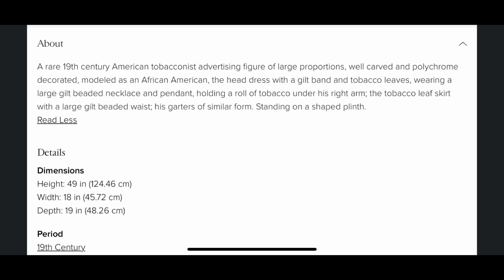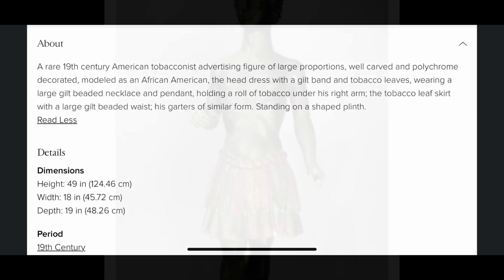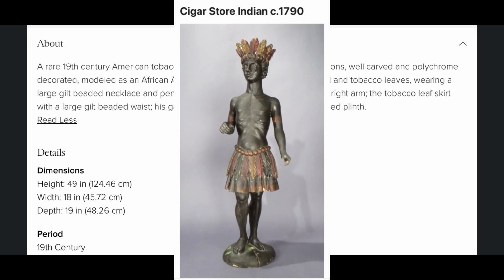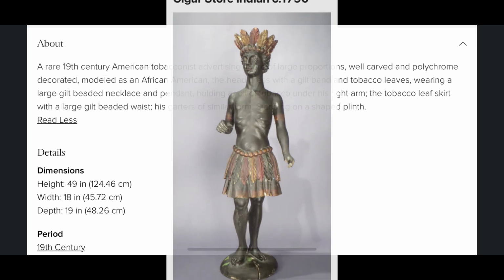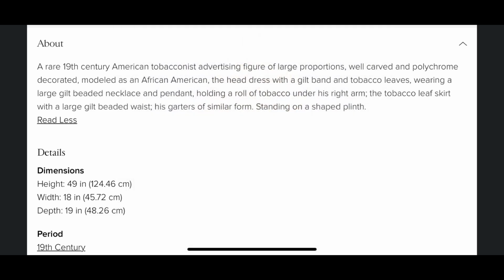Now let's read the description. A rare 19th century American tobacconist advertising figure of large proportions, well carved and polychrome decorated, modeled as an African American, the head dressed with a gilt band and tobacco leaves, wearing a large gilt beaded necklace and pendant, holding a roll of tobacco under his right arm.